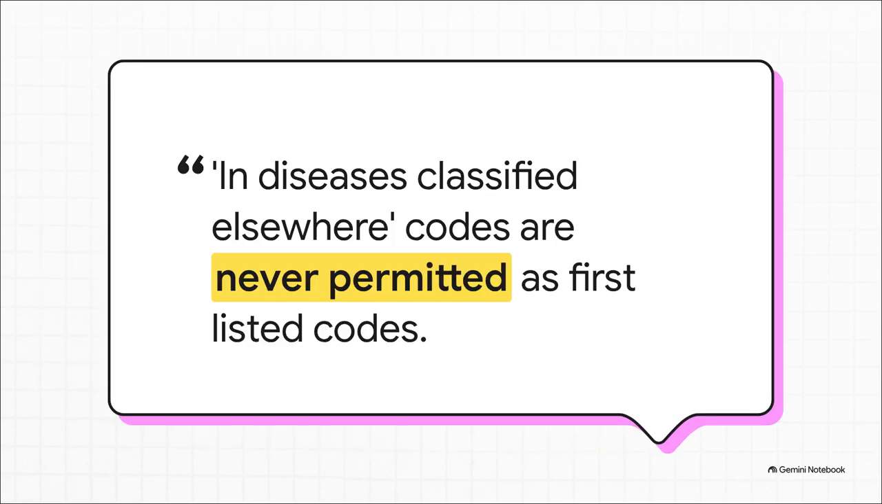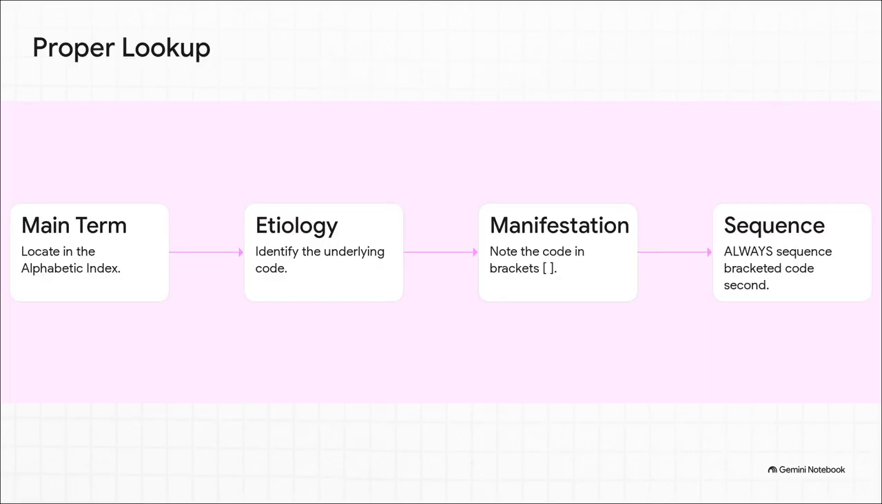To really anchor this, let's look at official section I.A.13. It is incredibly blunt. It states that in diseases classified elsewhere codes are never permitted to be used as first listed or principal diagnosis codes. They have to be used in conjunction with an underlying condition code, and they must follow it. The board examiners know that when you're stressed and staring at a ticking clock, you might just grab the first code you see in the index and slap it in slot 1. Don't fall for it. Let's move to our next point and see how this builds a foolproof physical lookup process to keep you totally grounded in your coding manual.